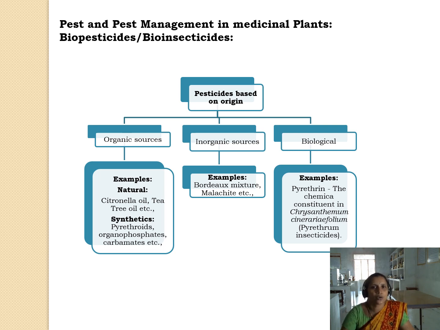So these are classified based upon their origin. Pesticides are classified into organic sources, with examples like citronella oil and tea, and apart from organic sources, they are divided into two important categories: natural and synthetics. Examples under synthetics are pyrethroids, organophosphates, and carbamates. Based upon inorganic sources, Bordeaux mixture and malachite are the best examples. Coming to biological origin, pyrethrin is the chemical constituent of chrysanthemum species.